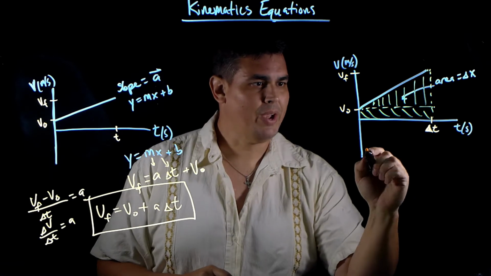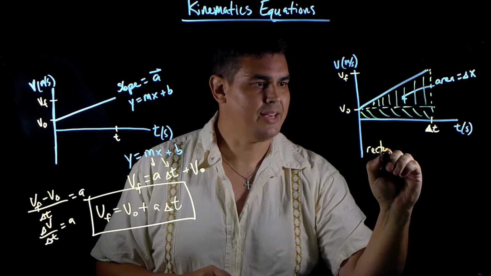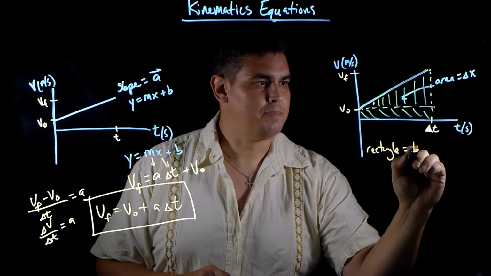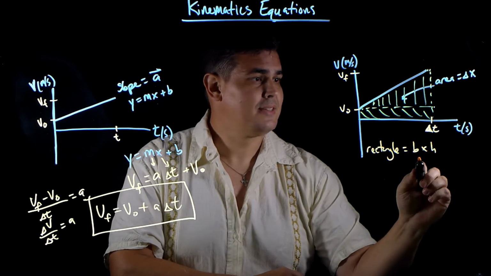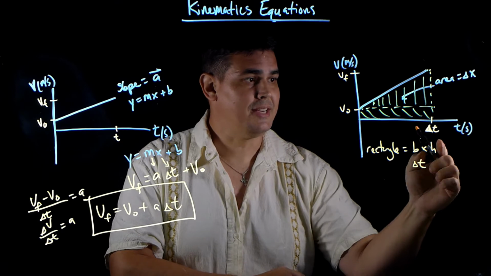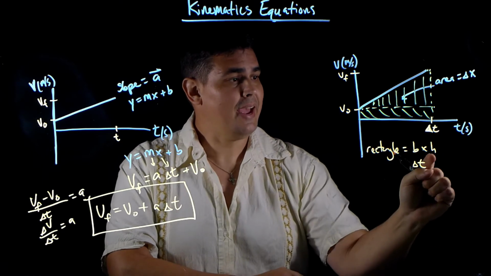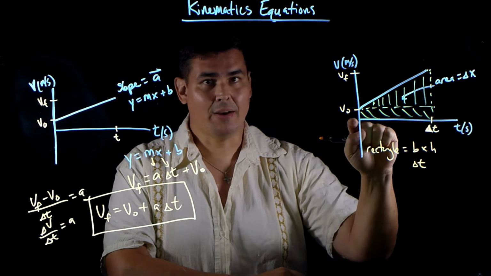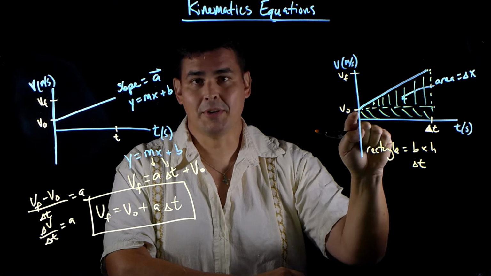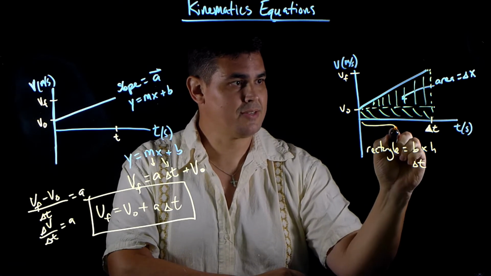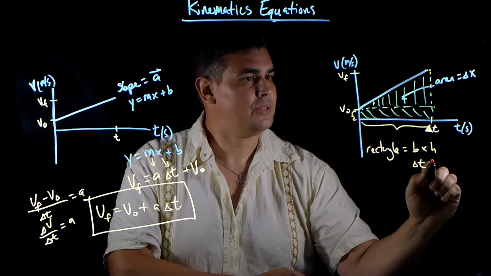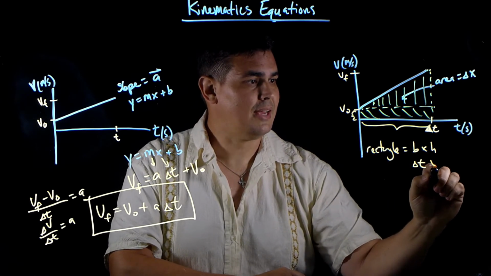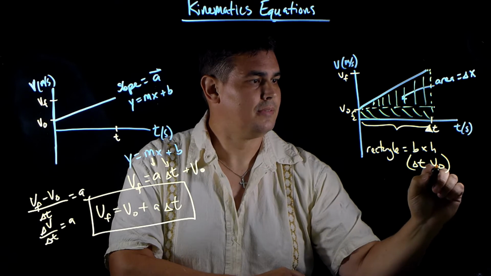So let's start with the rectangle. The area of a rectangle is base times height. So the base is delta t, because this is my base. And the height is going to be whatever v naught was, because over here it started at some initial velocity. So this is my base, and here's my height. So it's delta t times v naught.